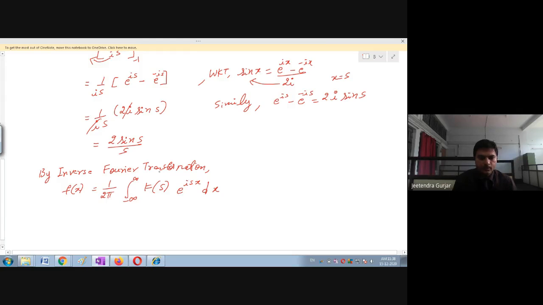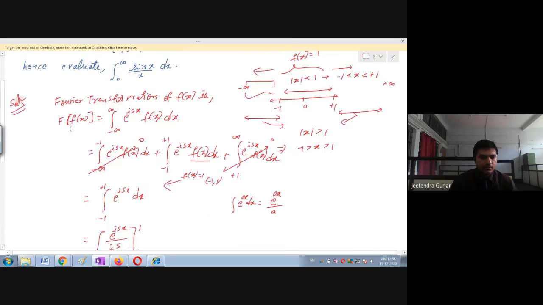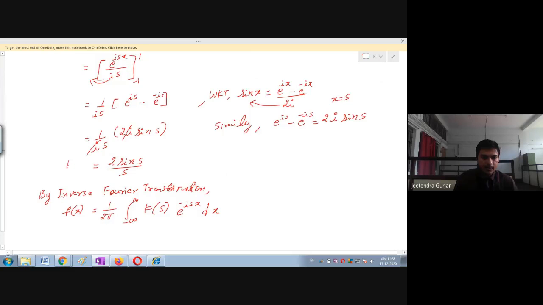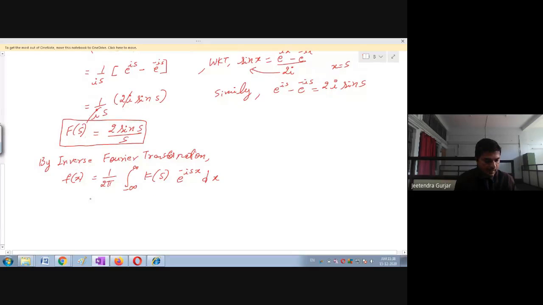Okay, so now whatever the function we have taken, f of x, this value is our f of s. This is in terms of s, students. So therefore this is f of s. Now please take this value and substitute it in the inverse Fourier transformation. You will definitely get the answer.